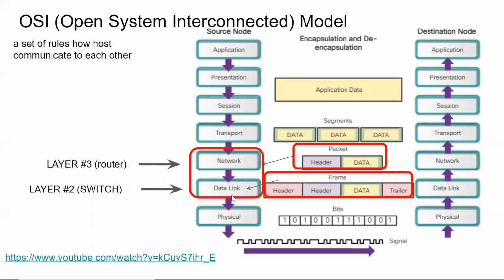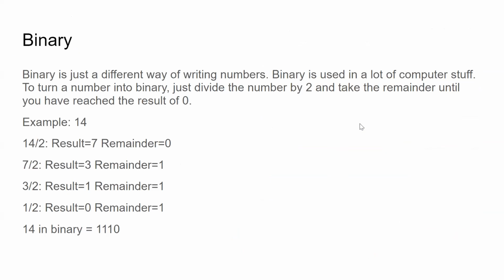And then the data link layer is also the switch layer. We already read this, and the data that's going through the switch layer will be called frames. And of course, the physical layer, you've got bits, so binary.